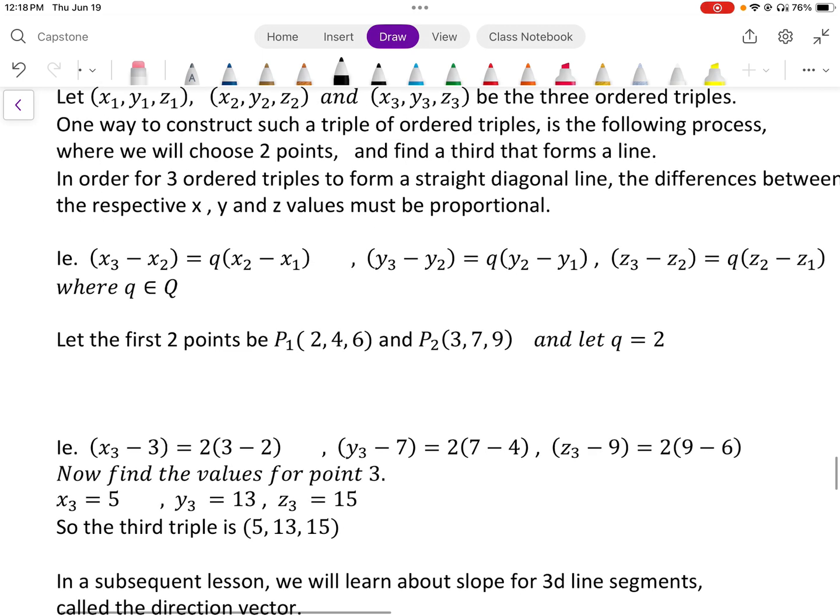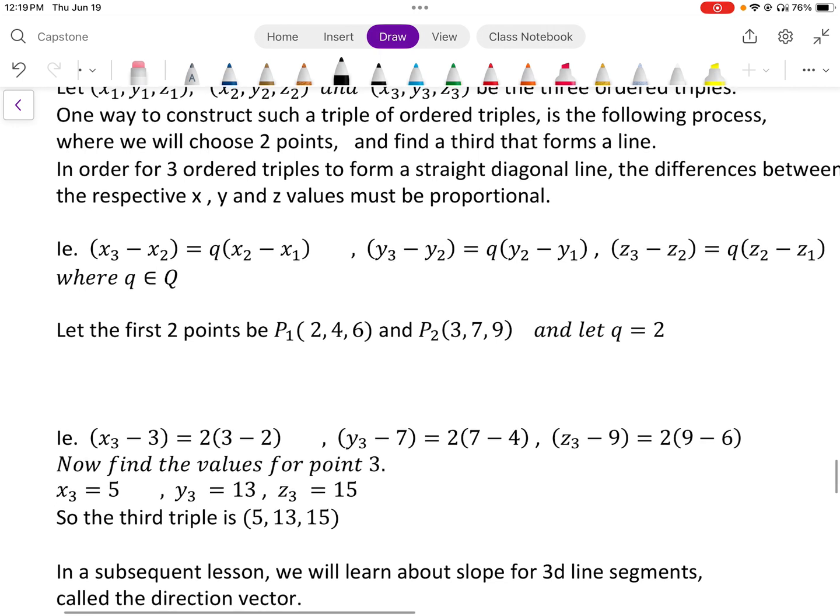Let's choose our first 2 points, P1 (2, 4, 6) and P2 (3, 7, 9). Okay, so x2 minus x1 times a q value that we choose. Let's let q be 2. That should be equal to x3 minus x2. So if we choose x2, x1, and q, we can then calculate x3. Basically what we're saying is the change in x needs to be consistent and proportional.